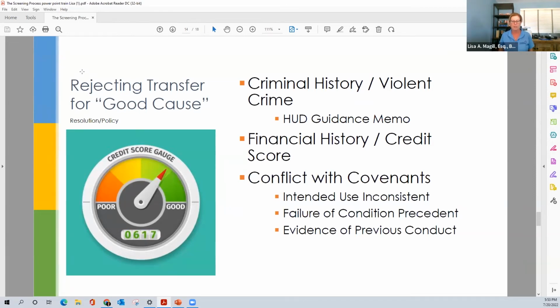Did they put the 10% down payment in? And evidence of previous conduct. If you're going to rely upon previous conduct, you need to have verification or reliable information that addresses that previous conduct. Now, there's a question here about one tenant who had 2 social security numbers.